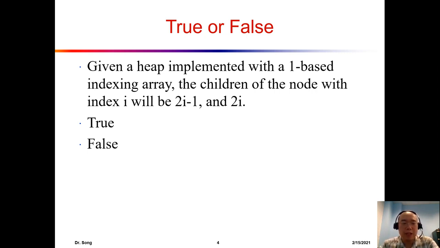The answer should be false. Why? Because we are using one-base indexing. Say we just use index 1 as an example. Index 1, that's the root. So who are the children? 2 and 3, right? So for 1, we have the children 2 and 3. So what are they? They are 2i and 2i plus 1. Okay, so it should be 2i and 2i plus 1.